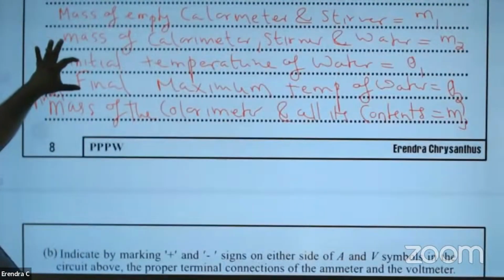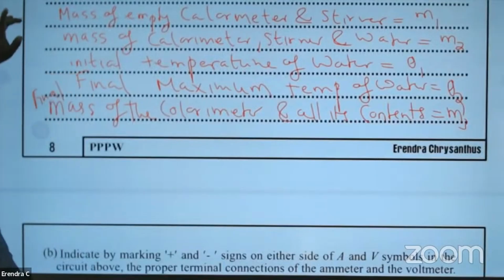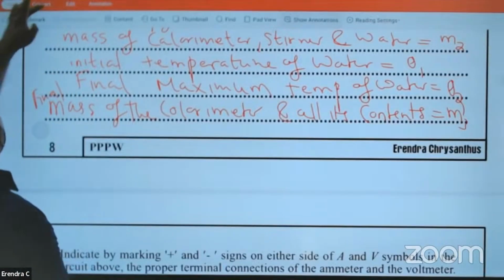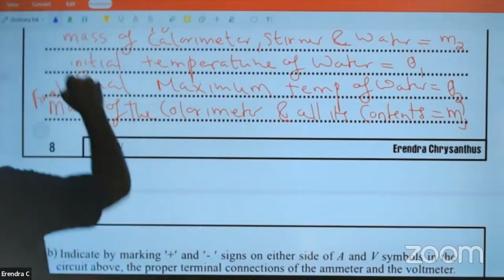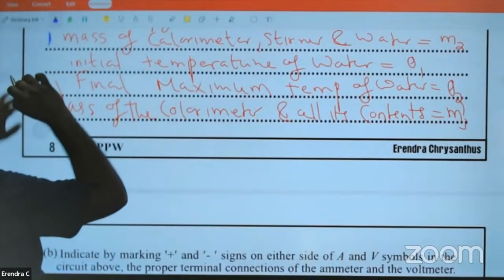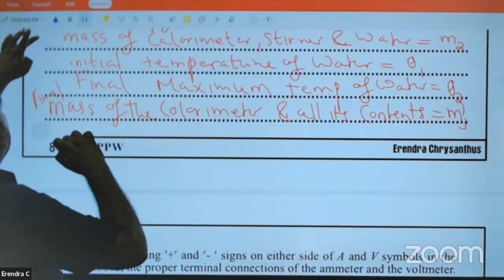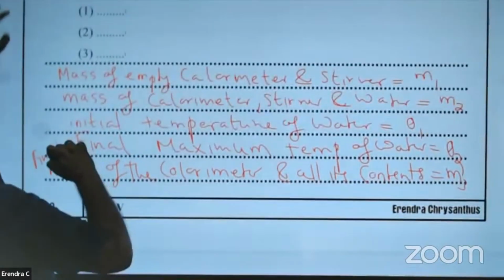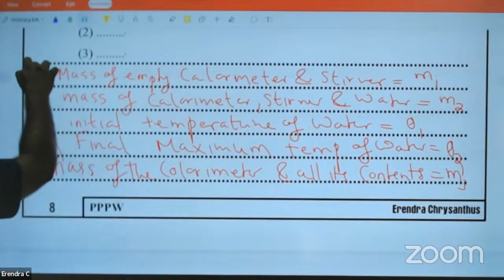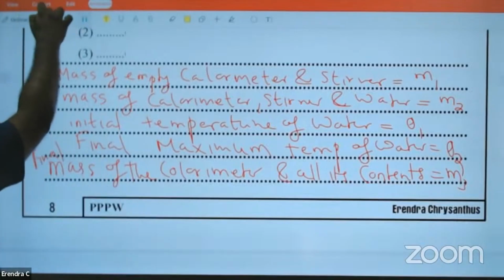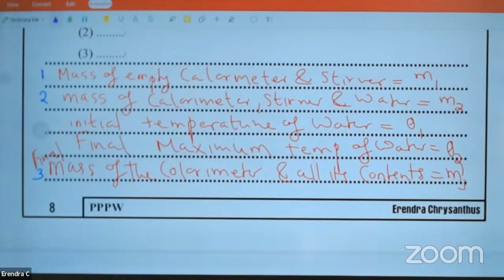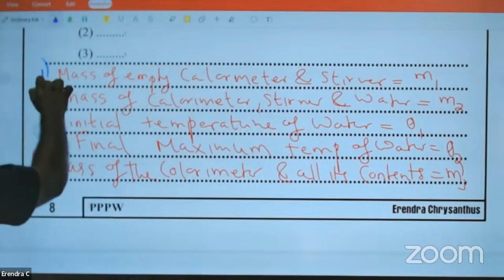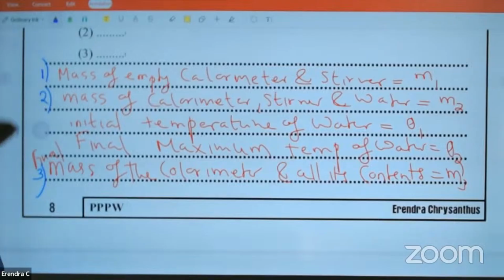Don't write these two because they are given to you, but I wrote the whole setup. They'll give you marks for this one, this one, this one, this one. These two are anyway given in the question. Point number 1, point number 2, point number 3.